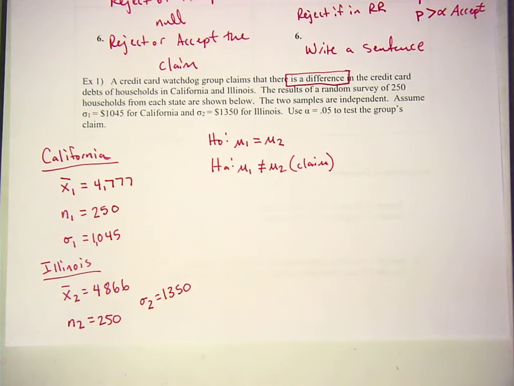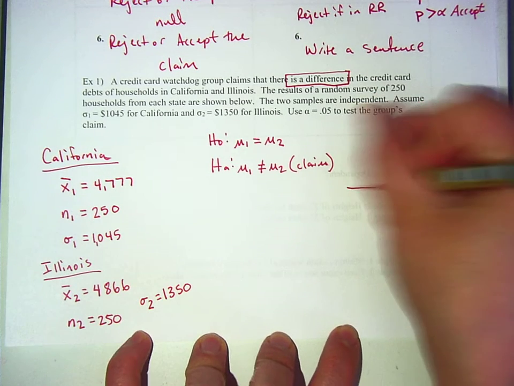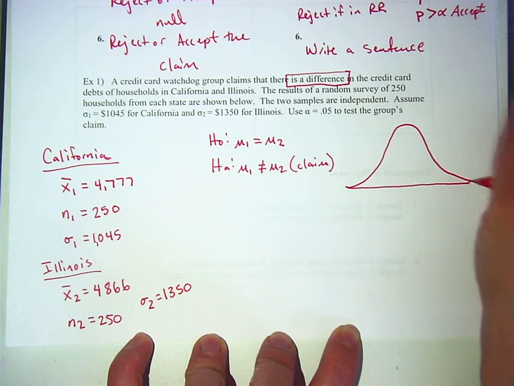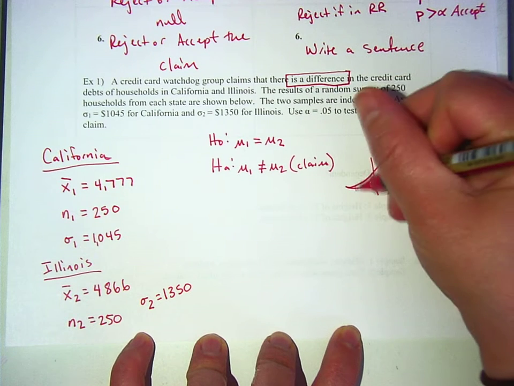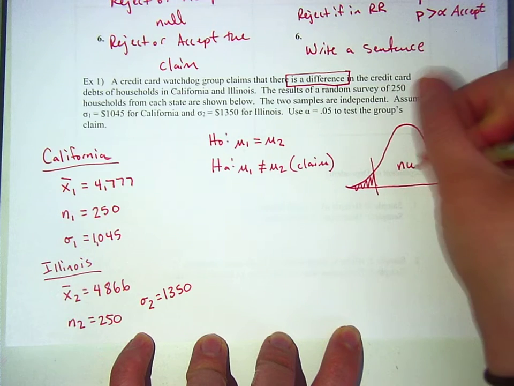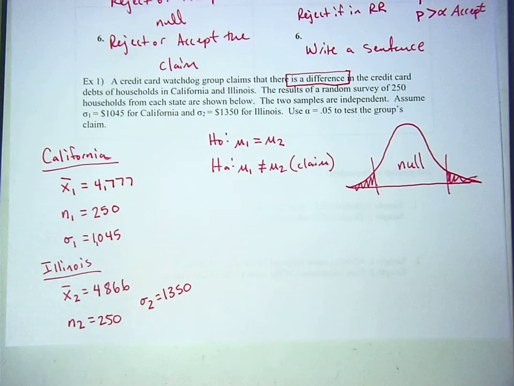All right, so let's draw a picture. We're using alpha equal to 0.05, two-tailed test. Look at your z-chart. Figure out what our rejection region should be. I'm going to give you a second to try it yourself.